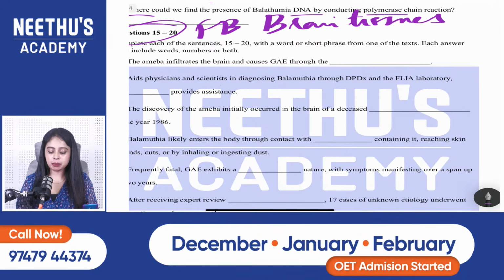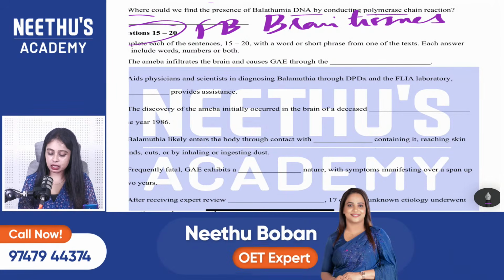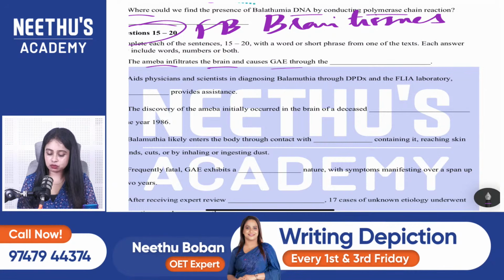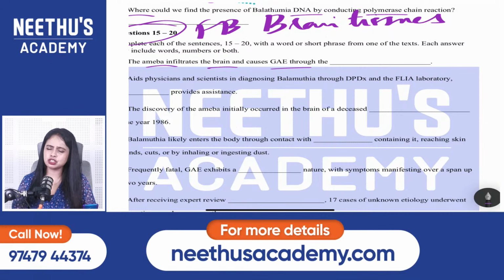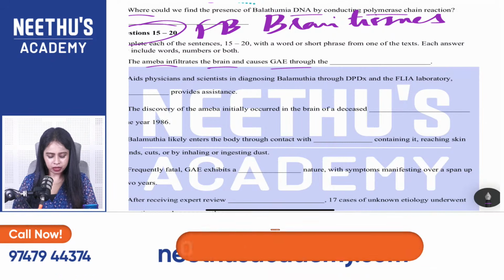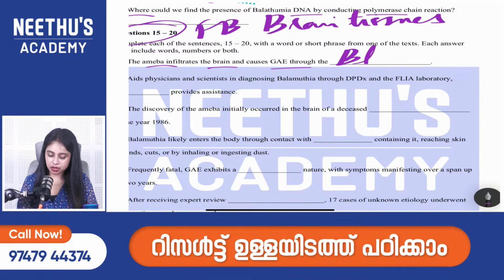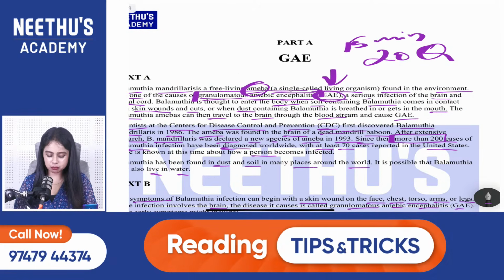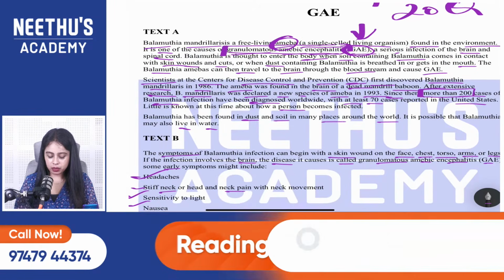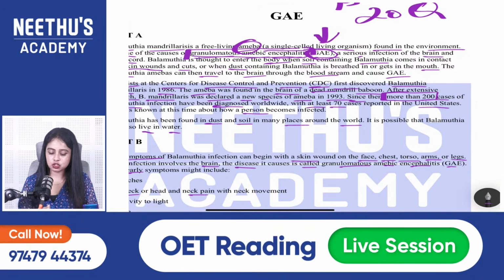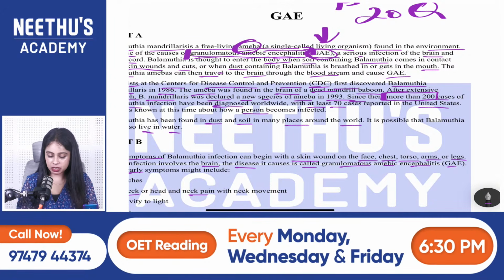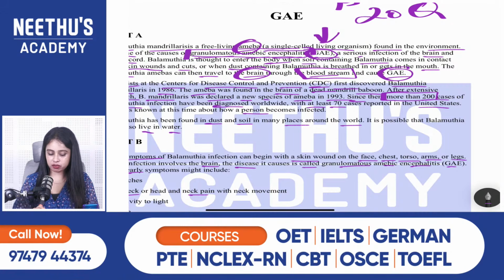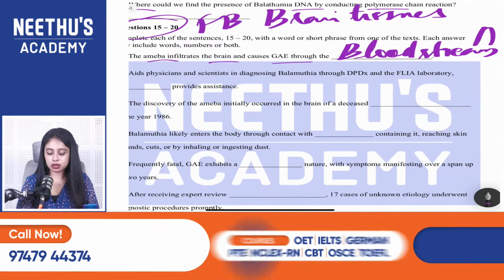15th one. Amoeba infiltrates the brain and causes GAE through. So amoeba, then brain, and GAE. It's not important to underline GAE, but anyway, I'm just underlining the word also. And answer is bloodstream. Where is it mentioned? Bloodstream. So here, the Balamuthia amoebas can travel to the brain, see keyword, through the bloodstream, can cause GAE. Another keyword.